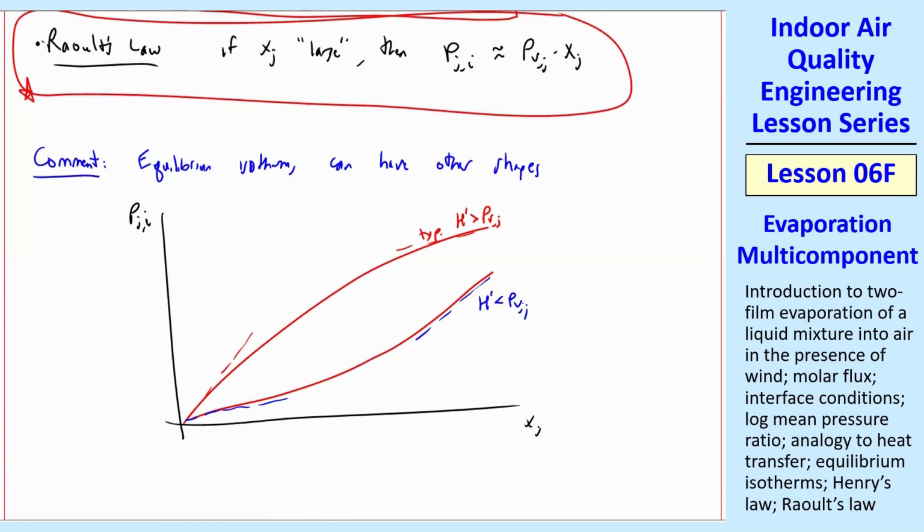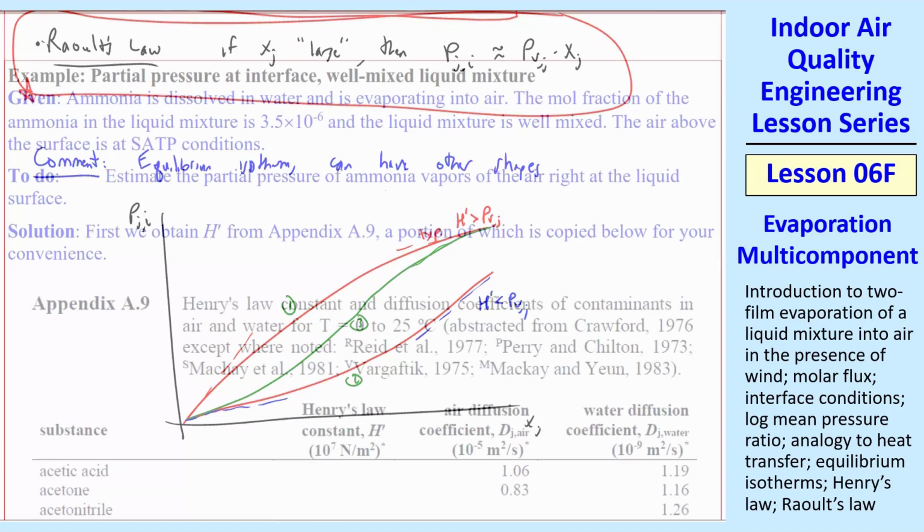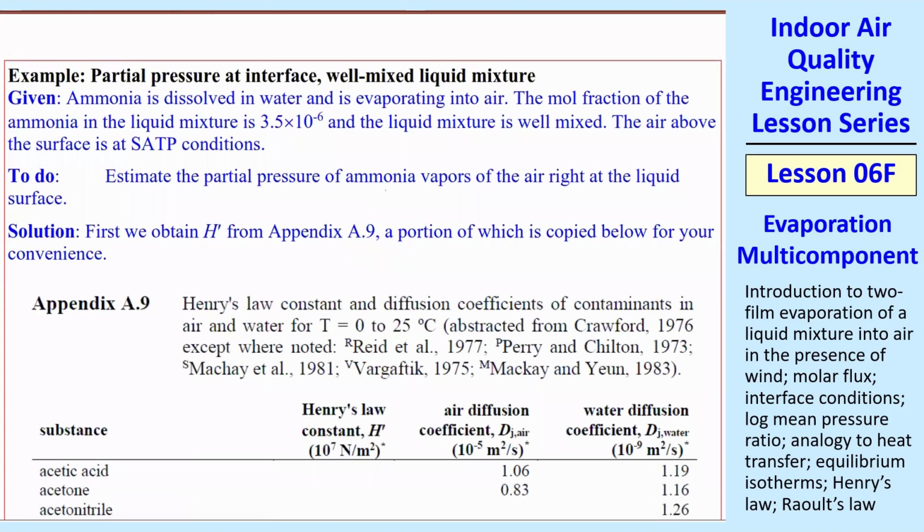And then you can also get some cases where it looks like that. In all these cases, Raoult's and Henry's laws still apply, but you can have this kind of fluid, this kind of fluid, or this kind of fluid. They have different shapes. So I'll do a quick example problem for you.